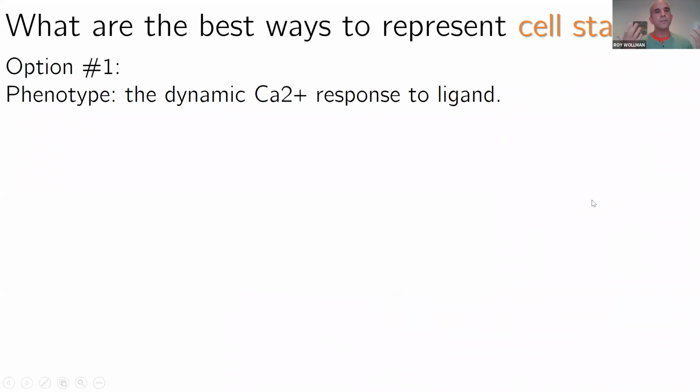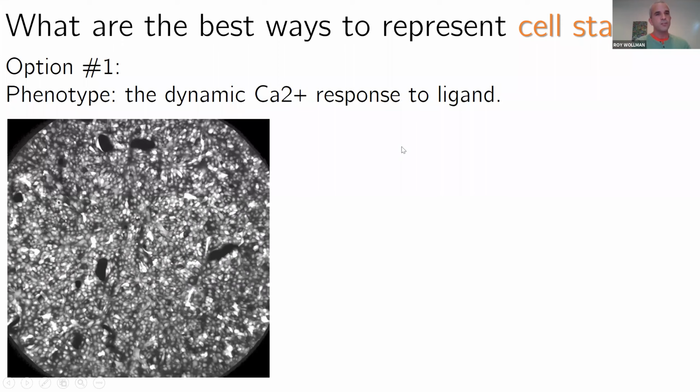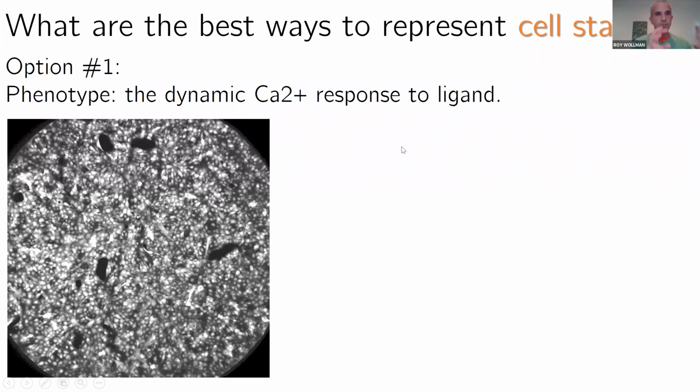Okay, so now we have those calcium signaling and this unique paired data set. What would be a good way to represent what's happening in the cell? Maybe the most straightforward thing is we have those live cell measurements. We know what the calcium dynamic is in response to a ligand. So this is maybe how it looks on a full well.